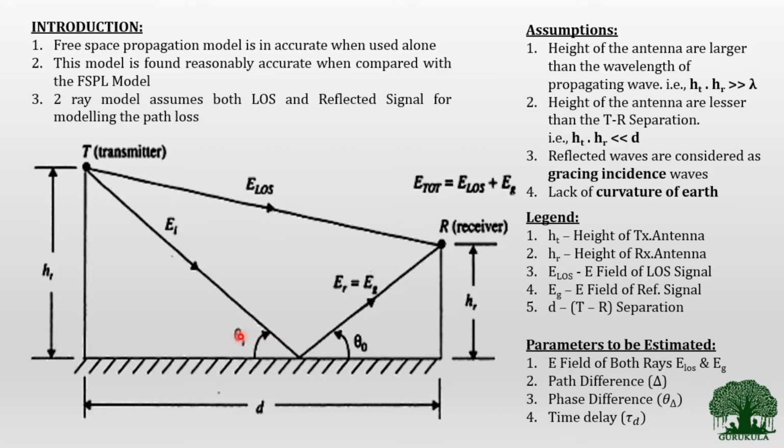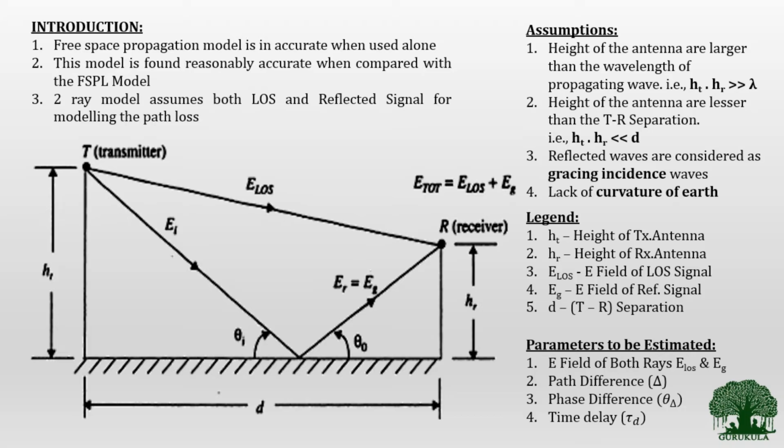The second parameter which we have to estimate is the path difference between the line of sight signal and the reflected signal. The third one is the phase difference. As we always know, when a signal is reflected over a surface, there will be a considerable change in the phase. So we have to consider the phase difference between the line of sight signal and the reflected signal. And finally, the time delay. Since both the signals take different paths, definitely there will be a difference in time in reaching the receiver. So it is mandatory to consider the time delay as well, which is represented by tau d. With these parameters to be estimated, let us get further into the derivation.